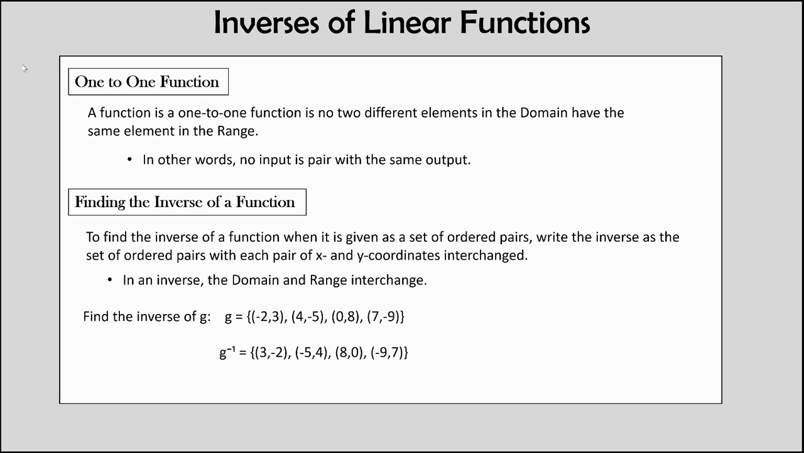So (-2, 3) became (3, -2). (4, -5) becomes (-5, 4). (0, 8) becomes (8, 0). (7, -9) becomes (-9, 7). They undo one another. Okay.